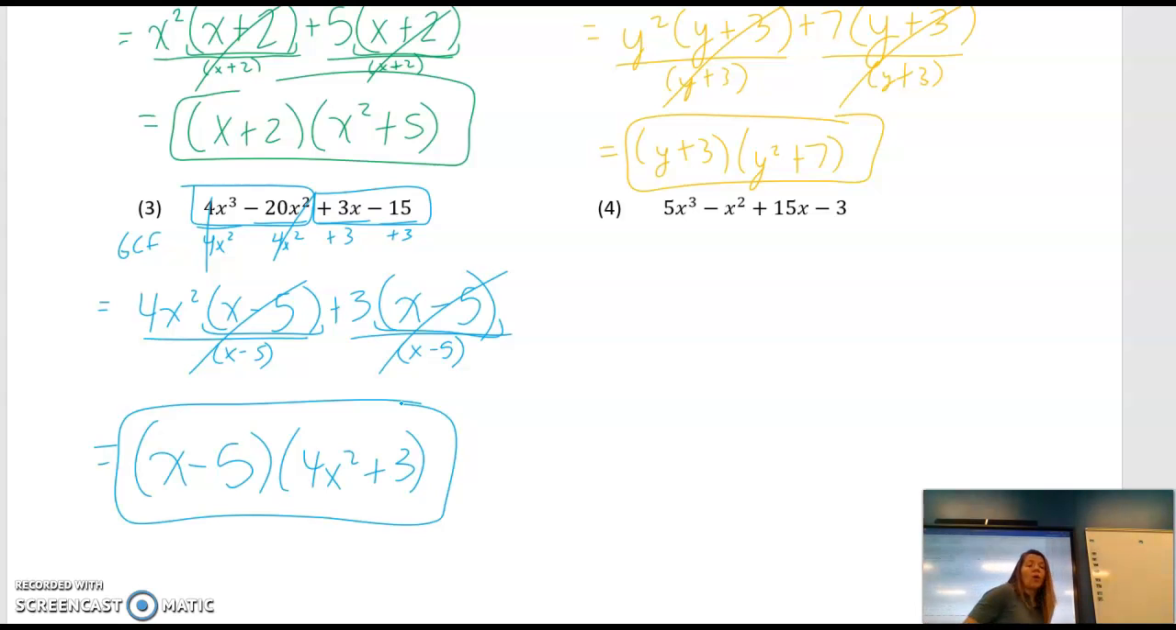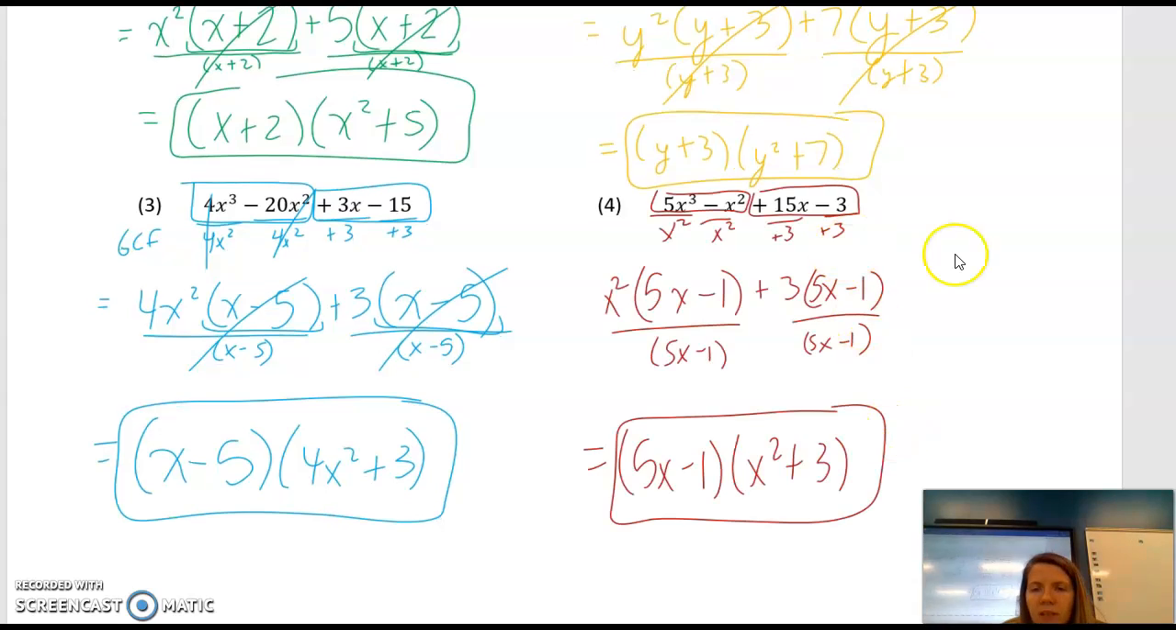So, go ahead and copy down number 4. Pause the video and go ahead and try it. Alright, so take a look at your answer for 4. So you should get 5x minus 1 as a quantity times the quantity x squared plus 3.